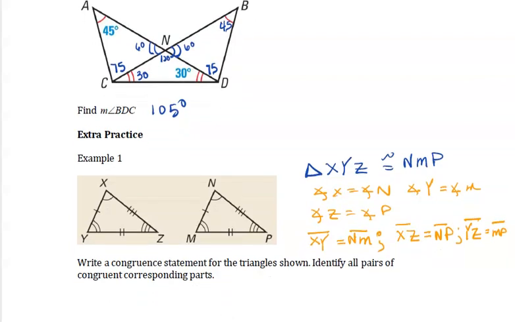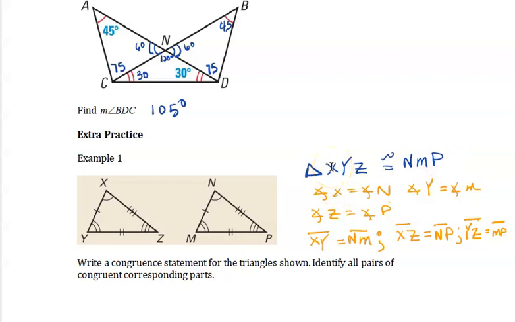So in this example, they give you the shapes, they give you all the markings. Your job is to write the congruency statement. So I started with the single hash mark, went to the double, went to the triple. That's how I got X, Y, Z. Then I have to start with the single, I have to go to the double, and I have to go to the triple to identify the triangle that's congruent to X, Y, Z. And it is NMP.